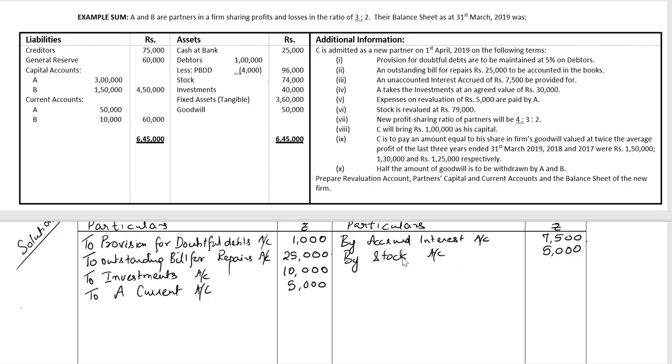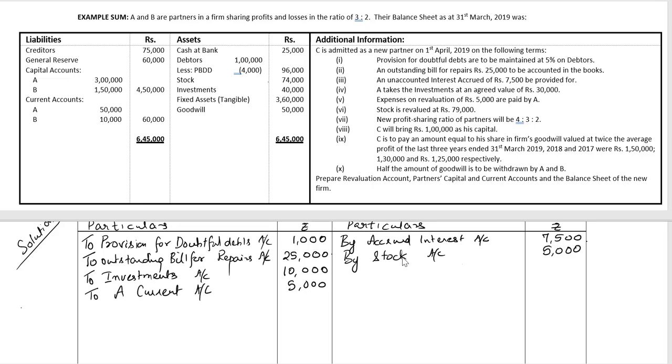The seventh point will not affect the revaluation account. Eighth point is about the capital brought in. The ninth point is about the firm's goodwill. And 10th point also will not affect the revaluation account. So let's balance the revaluation account.